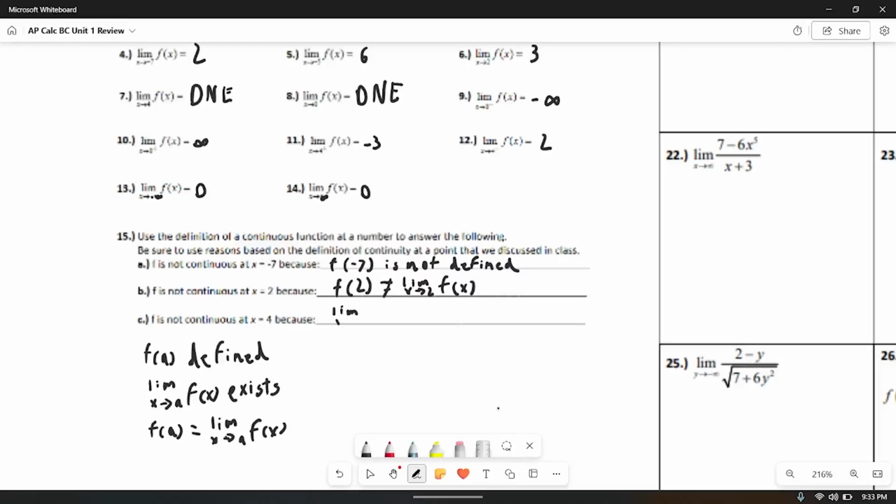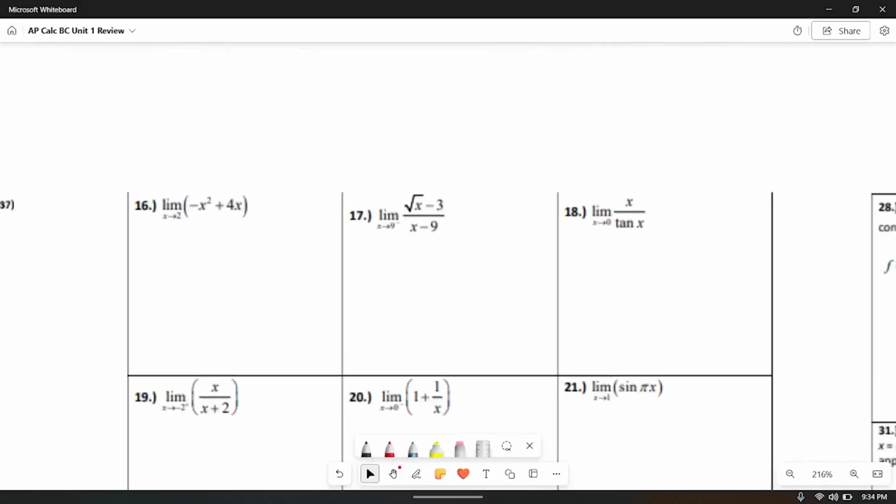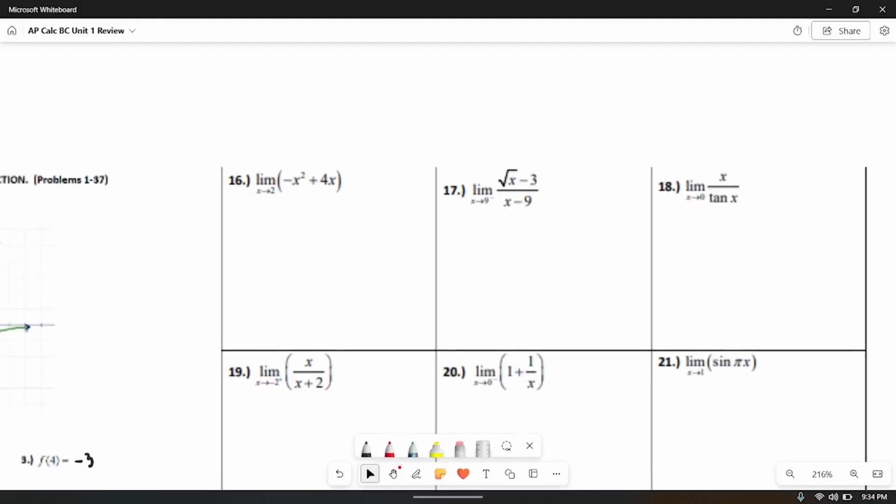And I'm just going to say the limit as x approaches 4 of f of x does not exist. There we go. Moving on. So now we're going to actually be solving the limits. For this first one, we can just use direct substitution. So you have negative 2 squared, and remember this 2, the negative is not being squared, just the 2, plus 4 times 2. So if we evaluate that, that's going to be negative 4 plus 8, which equals 4 as our final answer.